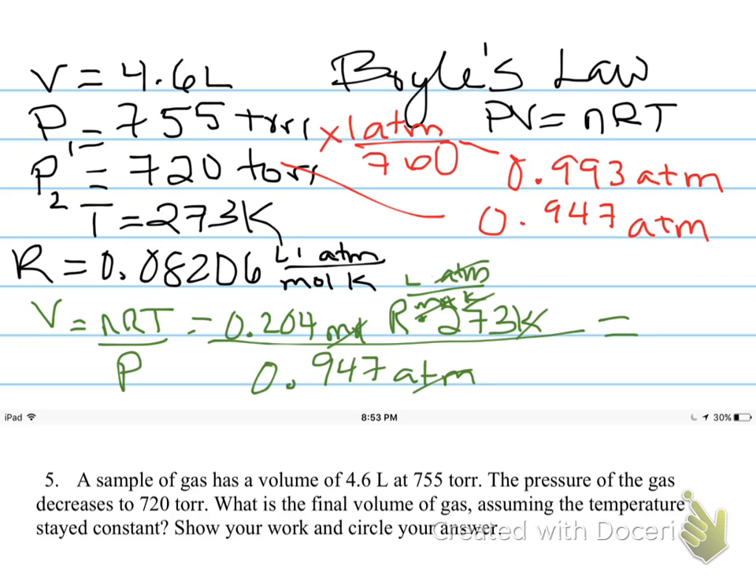So we're going to enter 0.204 times 0.08206 times 273, and then all that divided by 0.947. And we get 4.82 liters, which is exactly what we got before. Oh, but we only have 2 sig figs, so it's just 4.8 liters. So 2 ways to solve the same problem.